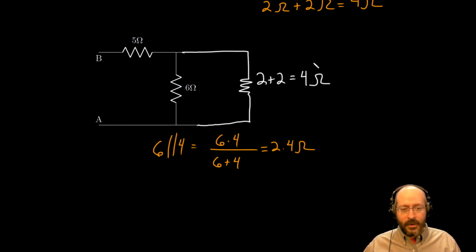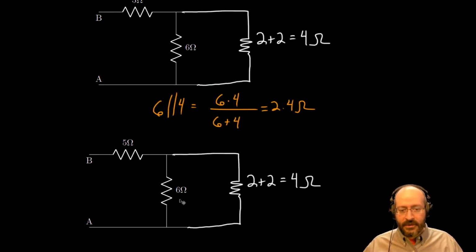If this was 4 and this was 4, it would be 2, right? But this is a little higher than 4. So it's going to be a little more than 2. So these are kind of the little mind games that I play, and I go 2.4. Sounds like a reasonable value to me. Okay, so 2.4, I combine those two.